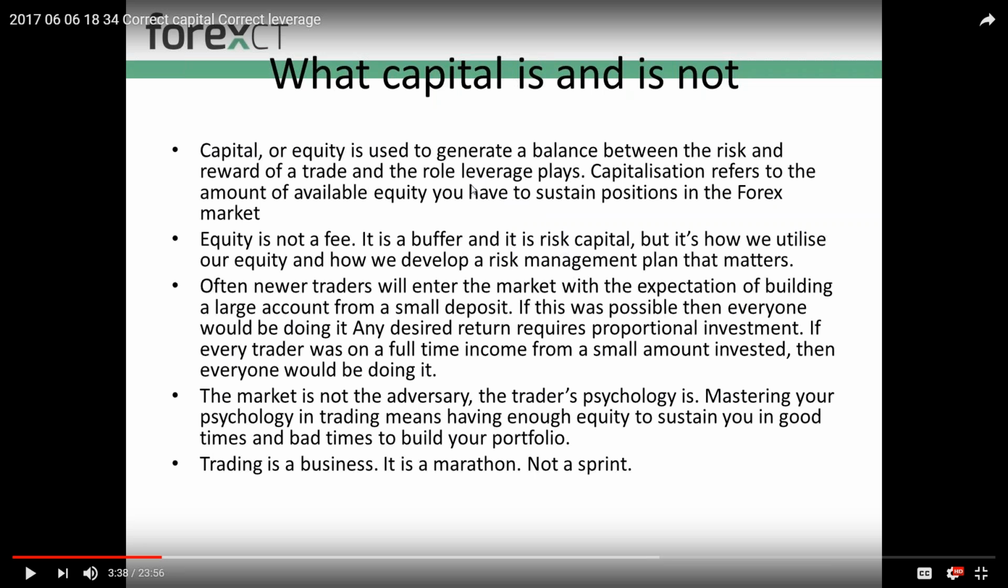When you look at putting equity down for a trading account, it's really important to realize that it's not a fee. It's a buffer that you use, and it is risk capital, but it's how you utilize the equity and how you develop a risk management plan that matters.